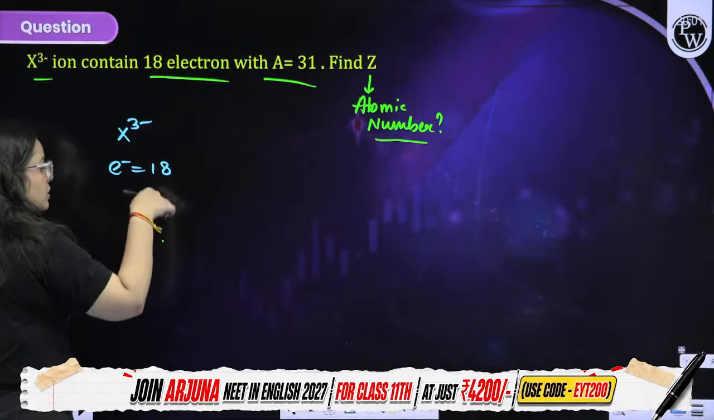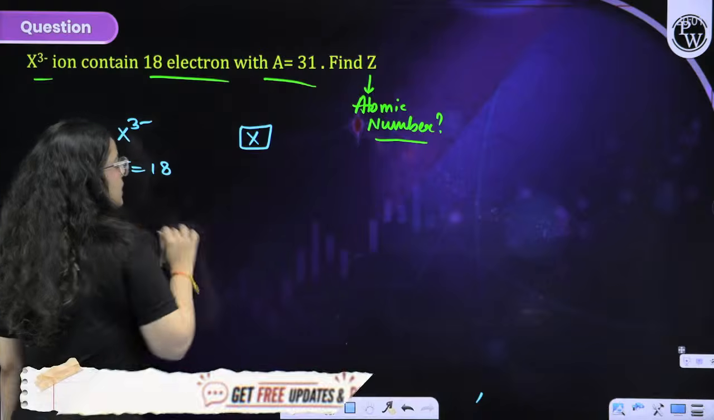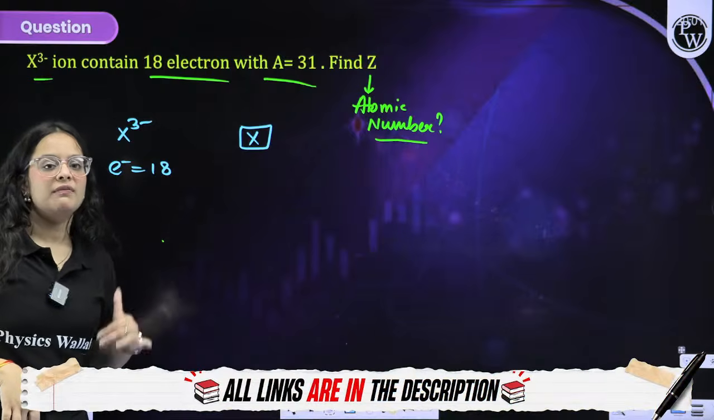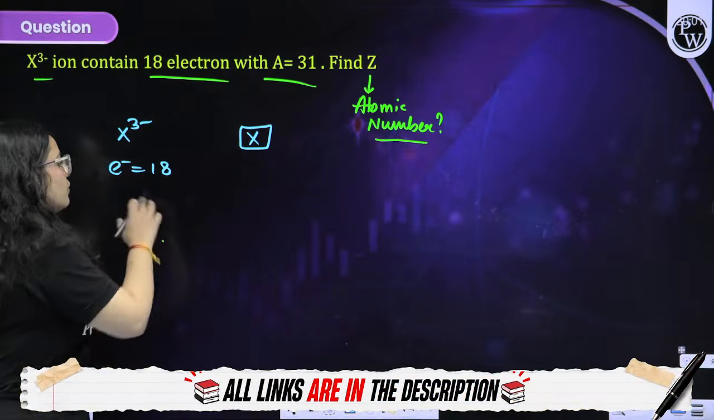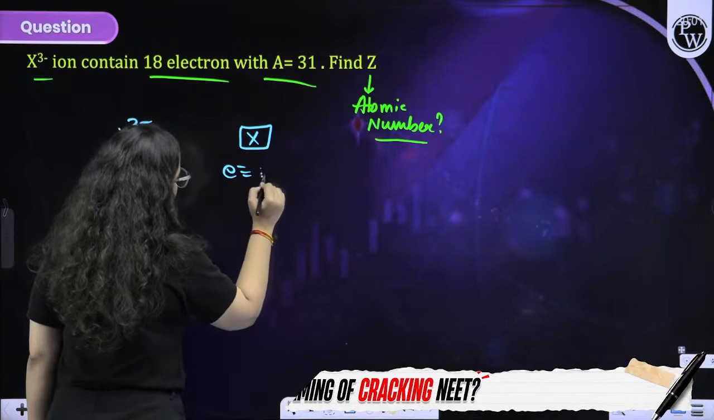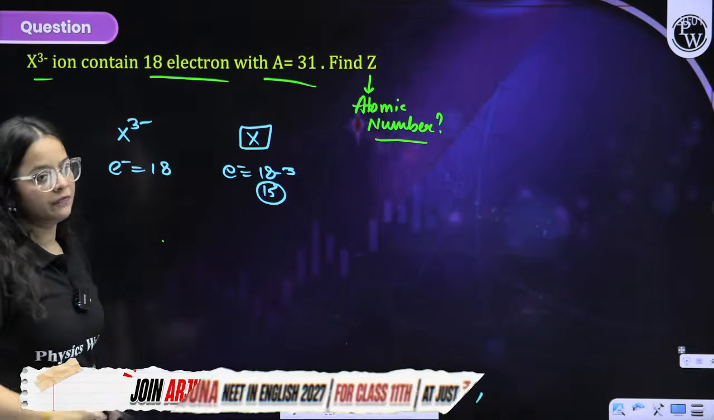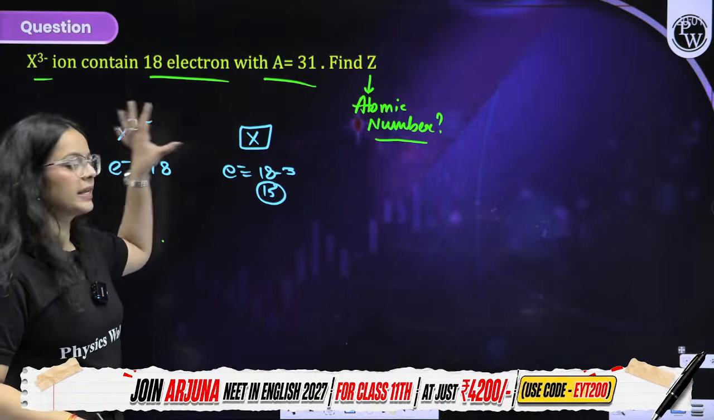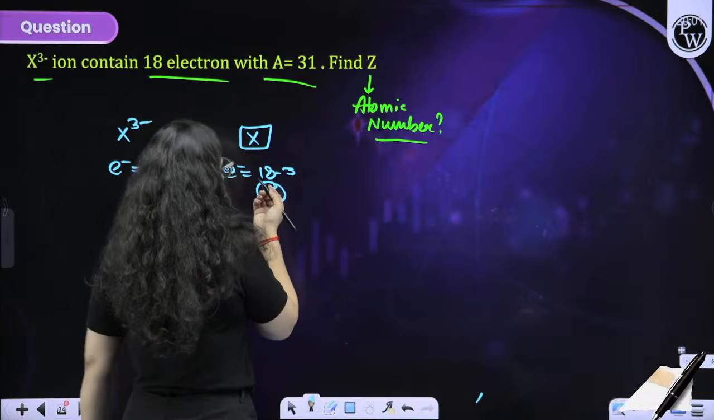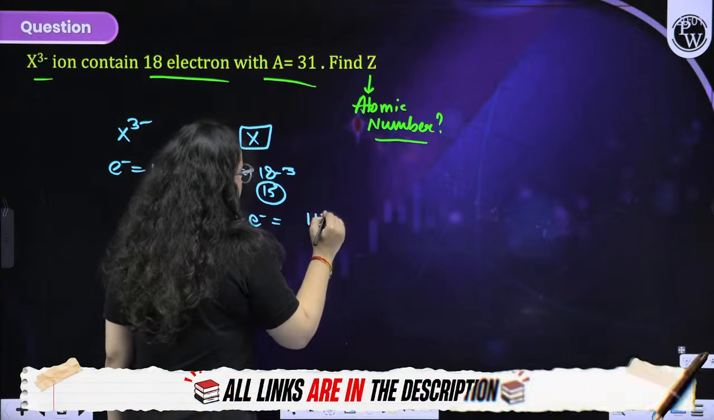So if X3 negative contains 18 electrons, what is the electron count of the neutral species? Because if somebody has a negative charge, that means it has already gained electrons. If 3 negative is there, that means 3 electrons are gained, right? So the neutral species must have an electron count of 18 minus 3, that is 15, because this species gained 3 electrons, that is why it is getting that 18. And accordingly, the neutral species proton and electron counts are always equal, that means the proton count is also 15.